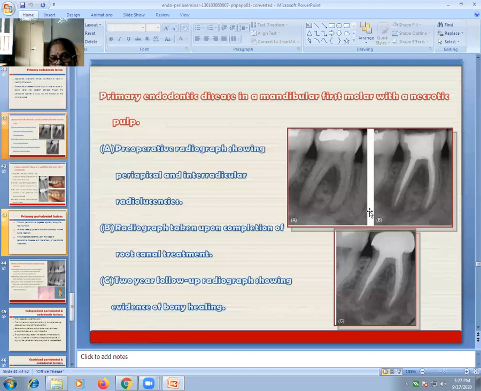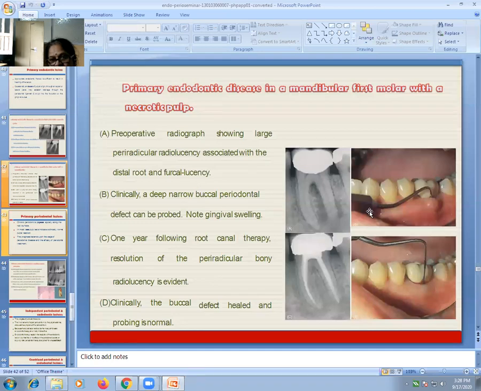So these are some photographs. How to treat them, we will see in the next session.